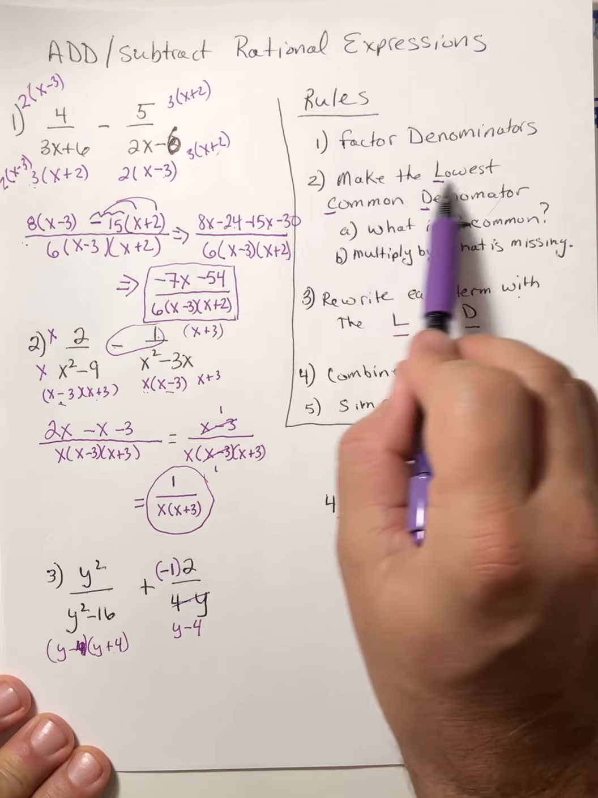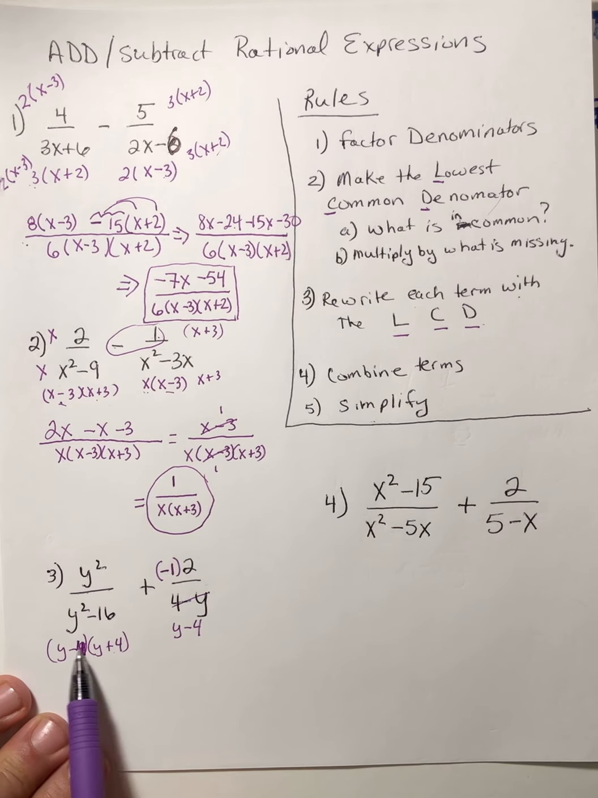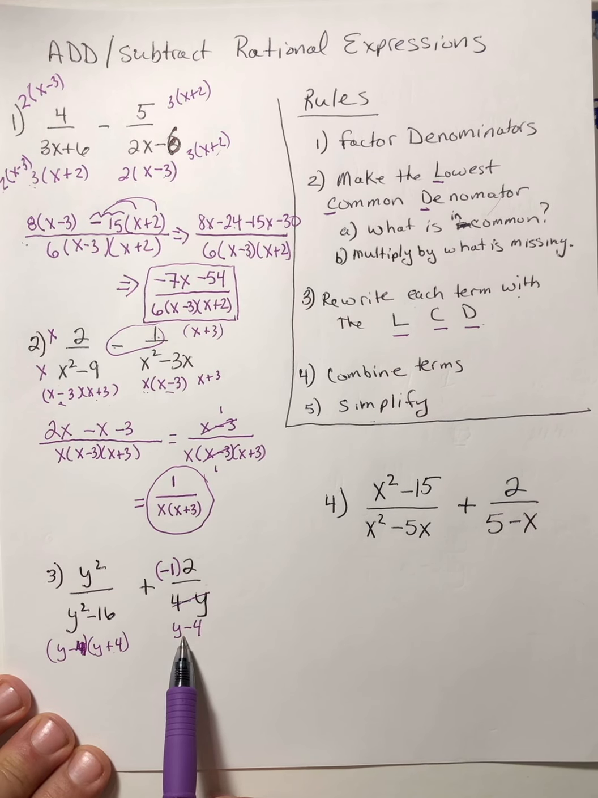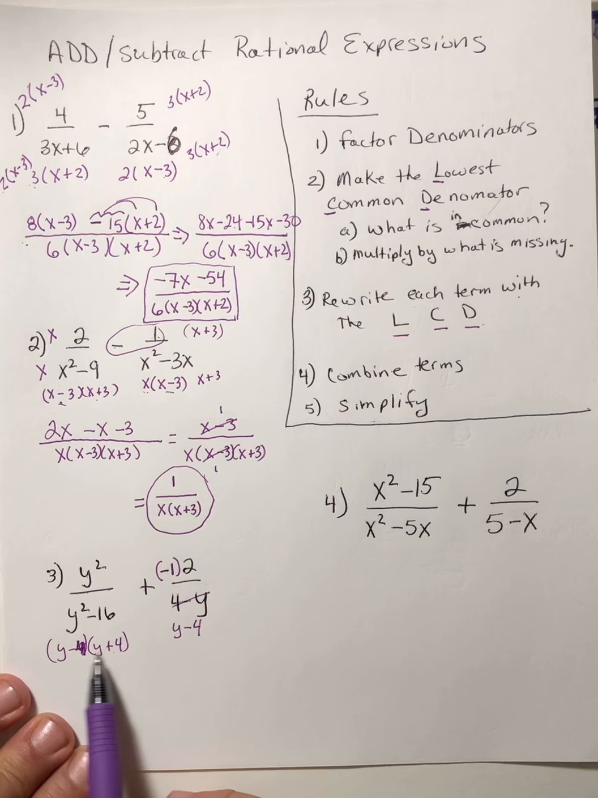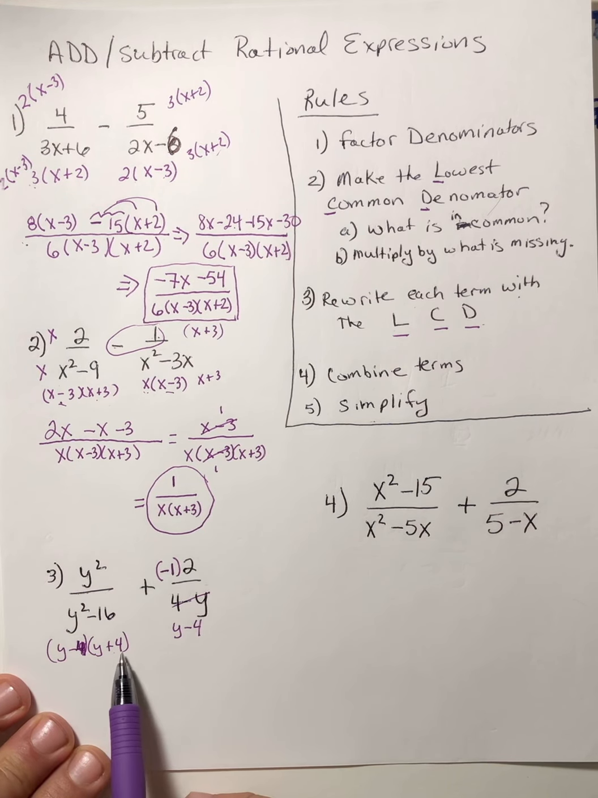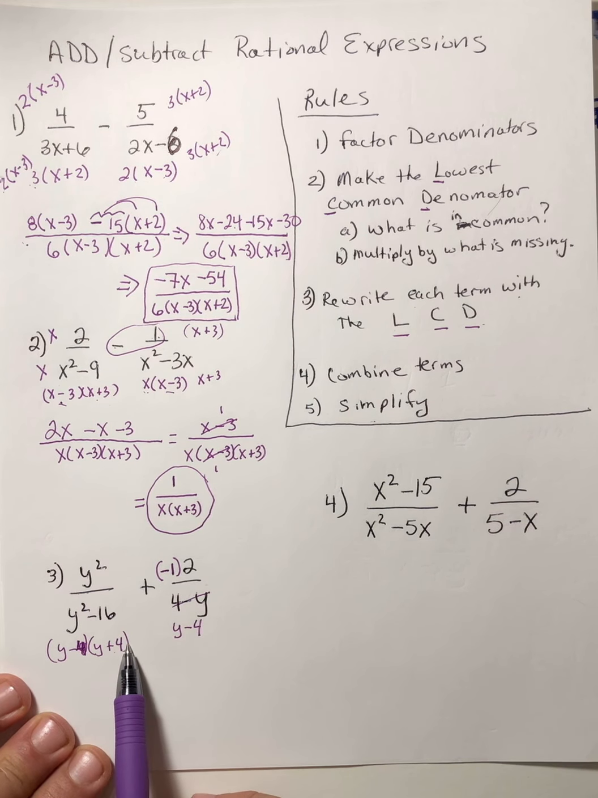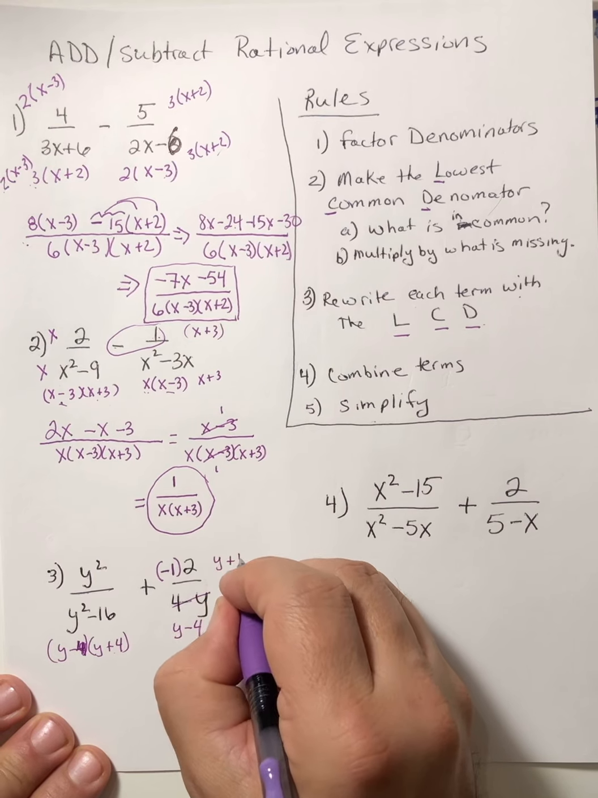Okay. So now we're going to make our common denominator. What do they have in common? Just the y minus 4. Right. Okay, so is this side missing anything? No, because the only thing on this side is the y minus 4. Okay, so over here on the right-hand side, we are missing the y plus 4. So I have to multiply top and bottom by a y plus 4.